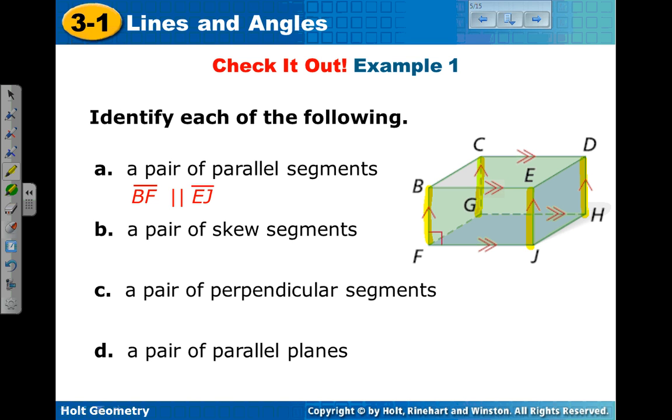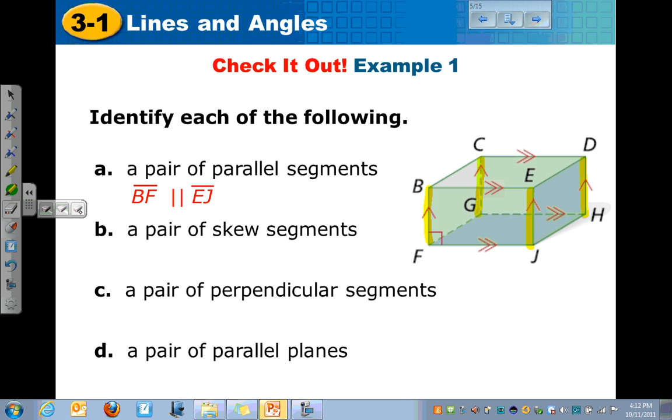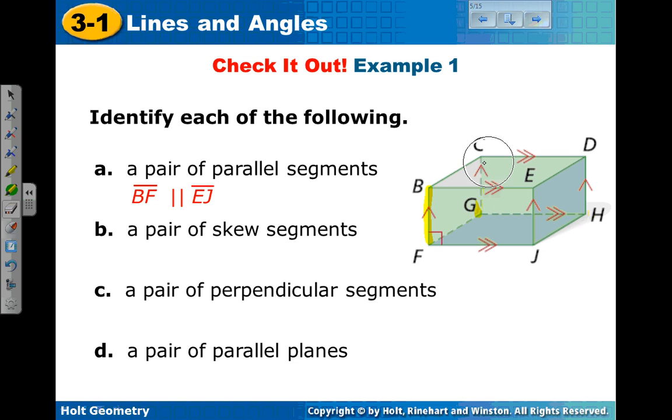So normally on a figure like this, you want to pick the easiest one that's clearly marked, but you can pick many others. A pair of skew segments. Let me erase that highlighting there. Now, a pair of skew segments, they are not coplanar, and they do not intersect, and they are not parallel. So we have BF here.